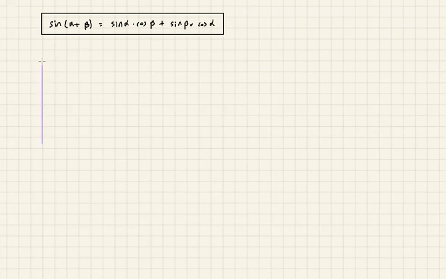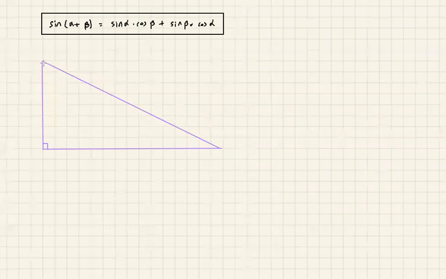I'll make a triangle where I have alpha and beta as two angles, and the sum of those two will be one of the other angles. Let's say this is my right angle. I'm going to add another segment so we can make two different angles, alpha and beta. I'll name this one alpha and this one beta. Let's label the points A, B, C, and D.